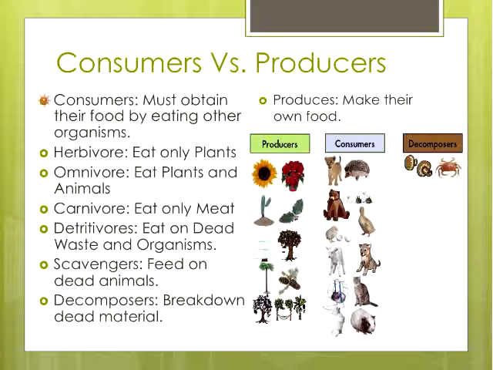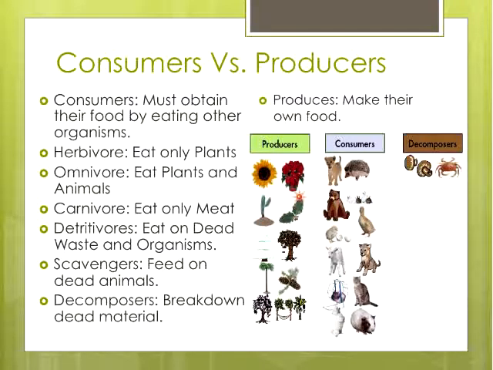Next, we talk a little bit about consumers versus producers. Consumers must obtain their food by eating other organisms. The main types of consumers include herbivores, which eat only plants, omnivores, which eat plants and animals, carnivores, which eat only meat, detritivores, which eat dead waste and organisms, scavengers, which feed on dead animals, and decomposers that break down dead materials.